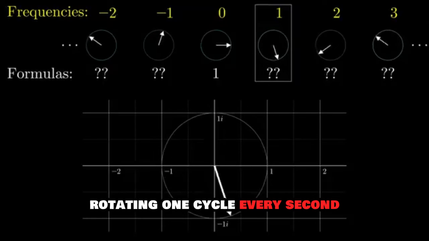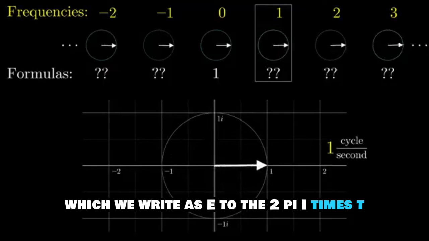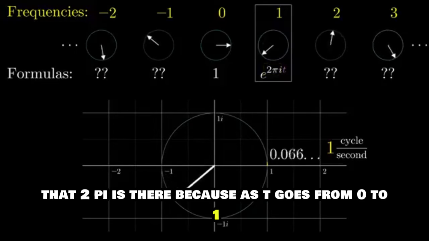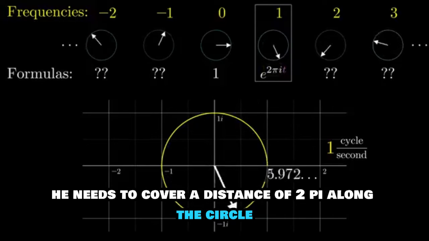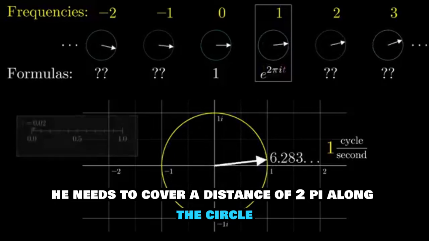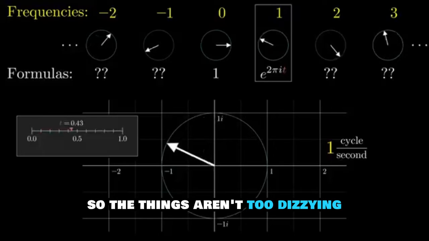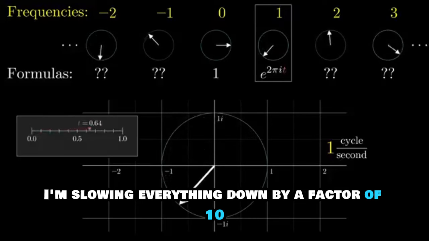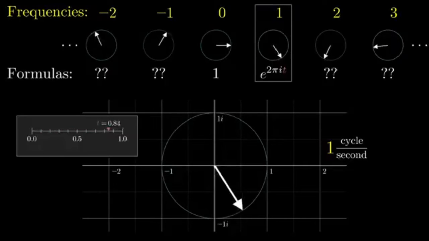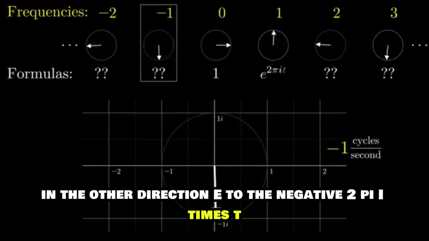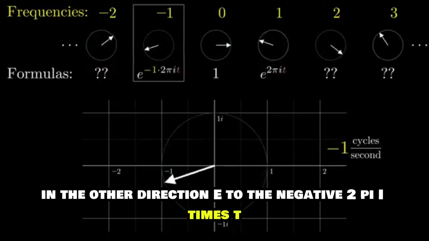Then there will be the vector rotating 1 cycle every second, which we write as e to the 2 pi i times t. That 2 pi is there because as t goes from 0 to 1, it needs to cover a distance of 2 pi along the circle. Technically, in what's being shown, it's actually 1 cycle every 10 seconds so that things aren't too dizzying. I'm slowing everything down by a factor of 10. We also have a vector rotating at 1 cycle per second in the other direction, e to the negative 2 pi i times t.